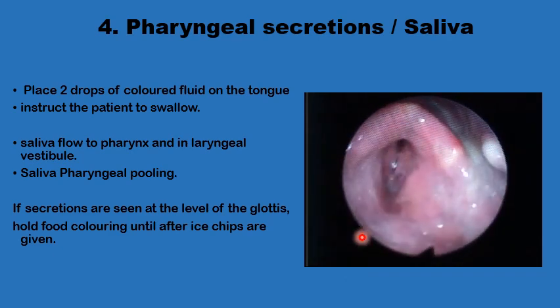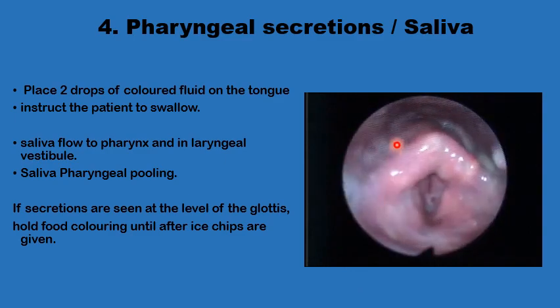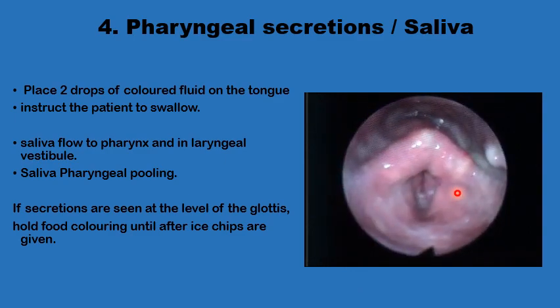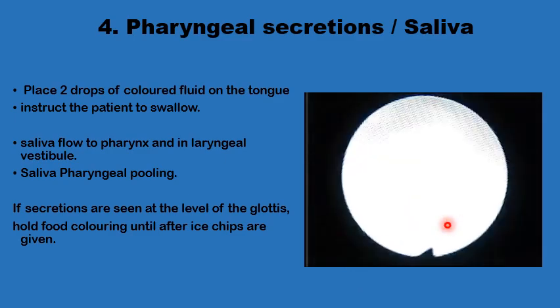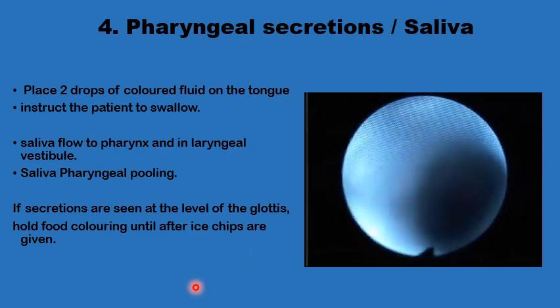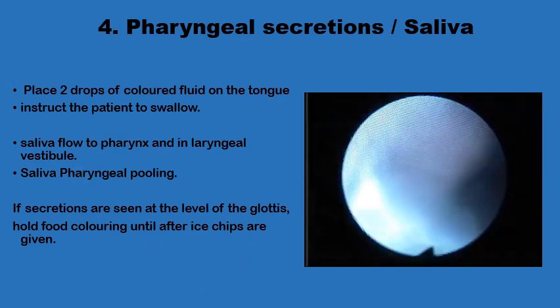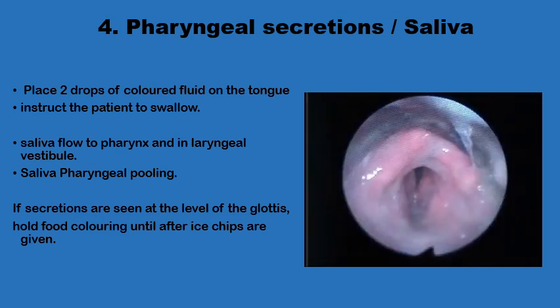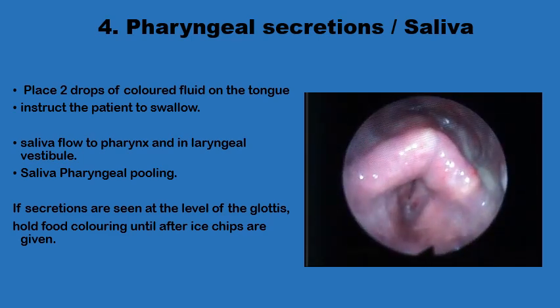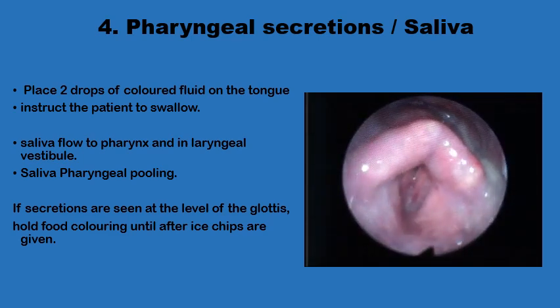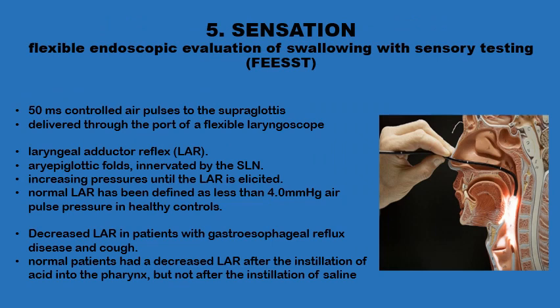If there is any pooling of saliva in the glottic area in here, or any penetration or aspiration, then the next thing would be to check if this patient can handle ice chips before introducing any food or drinks. The next thing is to test for the sensation of the larynx and the pharynx.